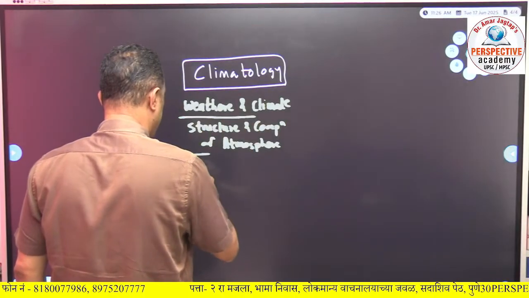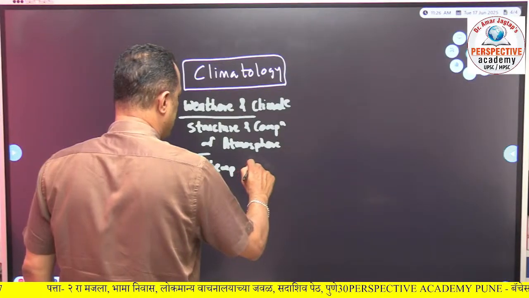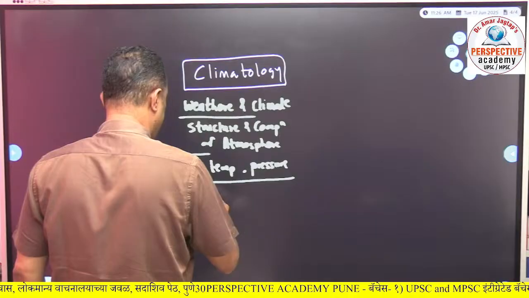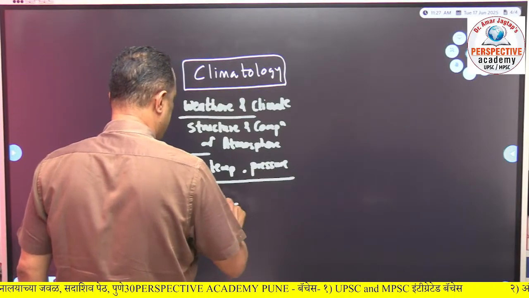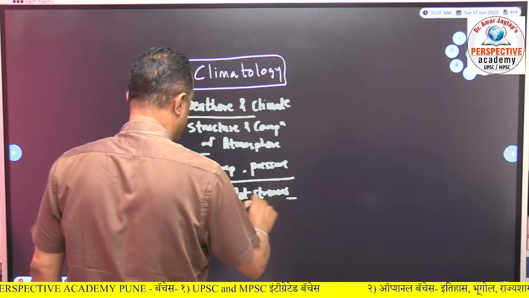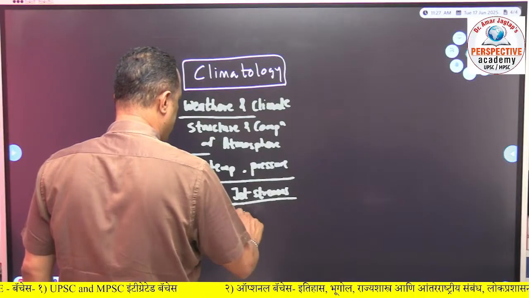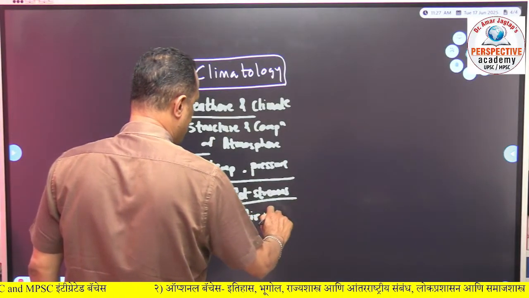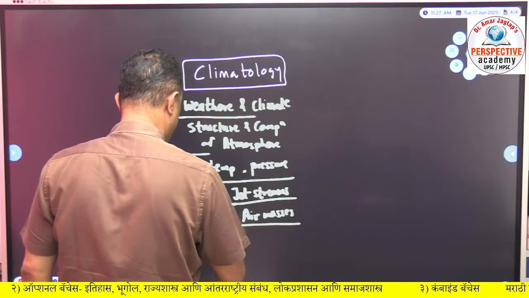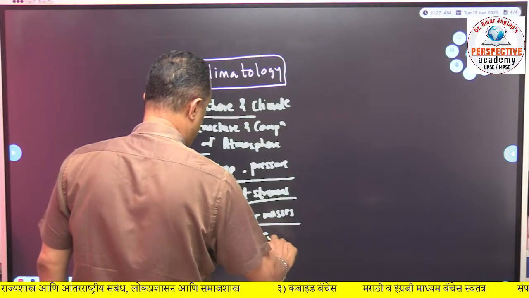Okay, then air temperature, air pressure, winds, jet streams, monsoon, air masses, precipitation, cyclones.